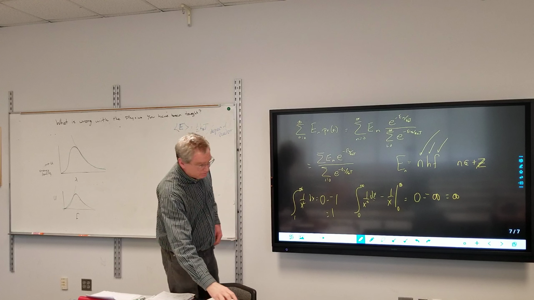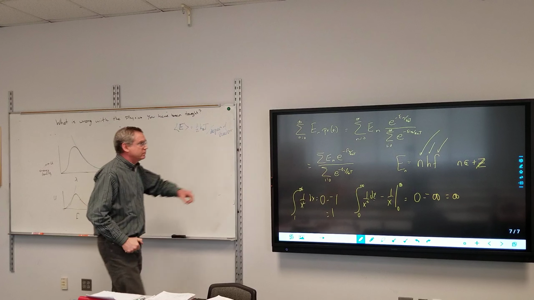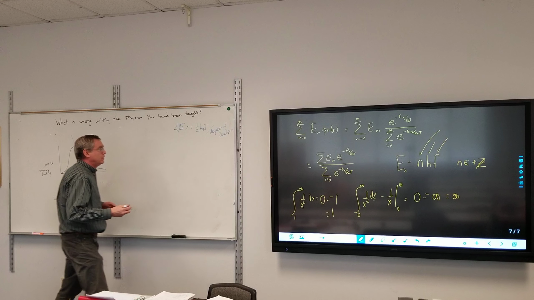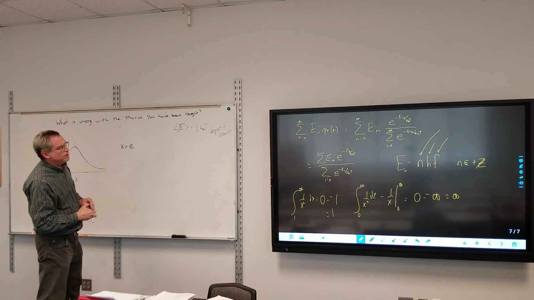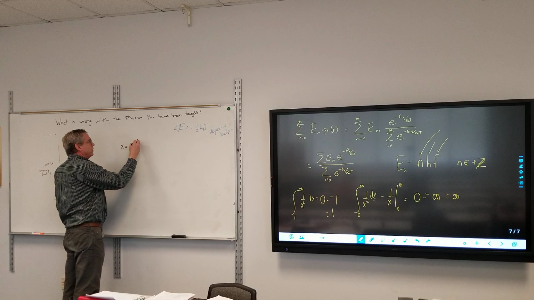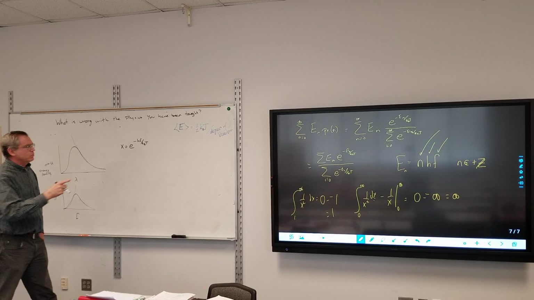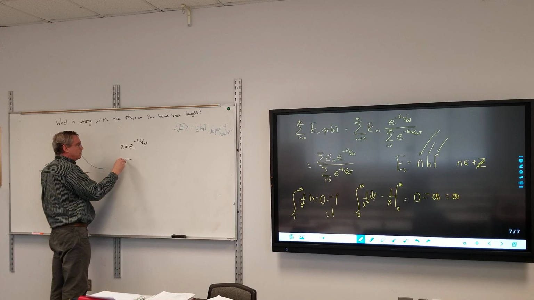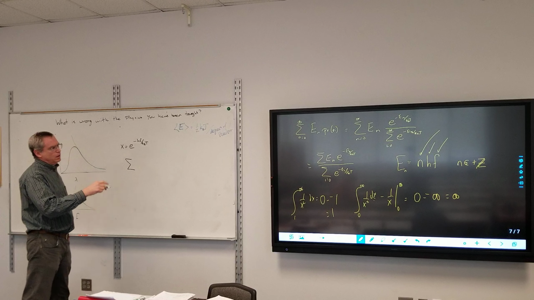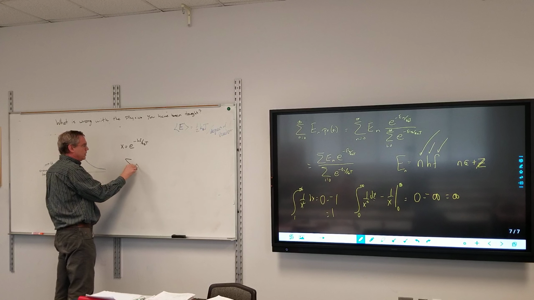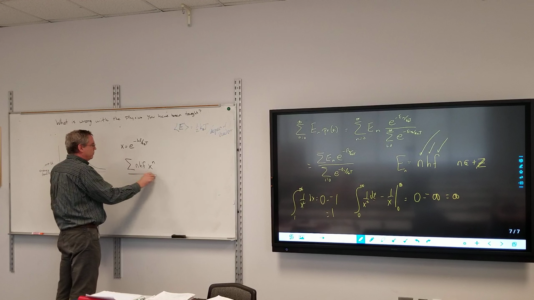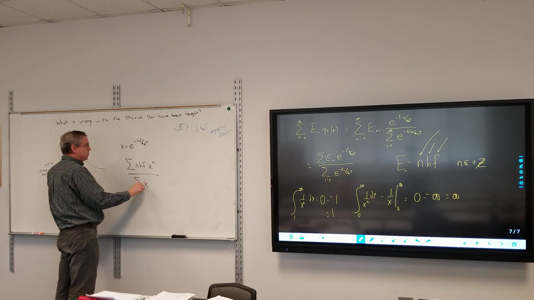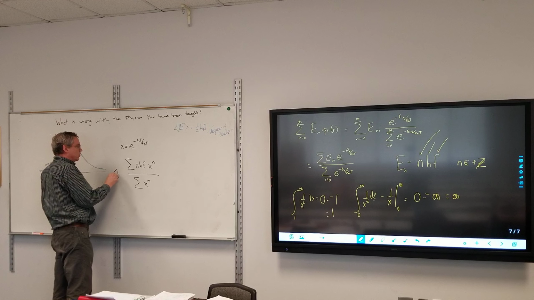Let's simplify this. I'm going to let x equal e to the negative hf over kBT. So my equation now becomes the sum of, well, the energy is nhf, times x to the n, divided by the summation of x to the n. This is going to be my expected value.